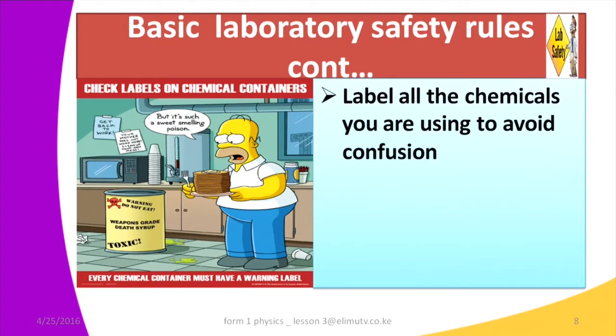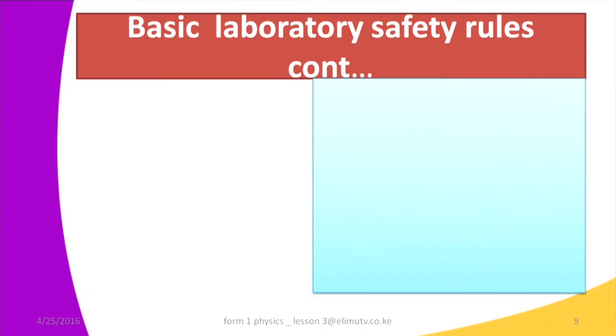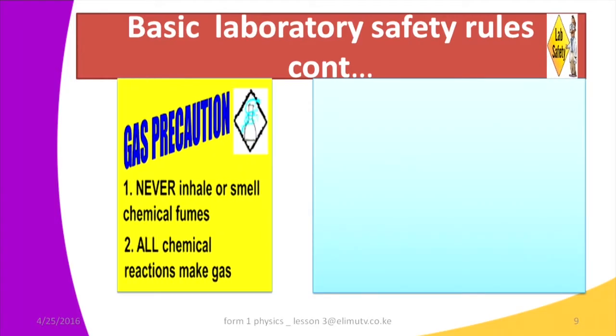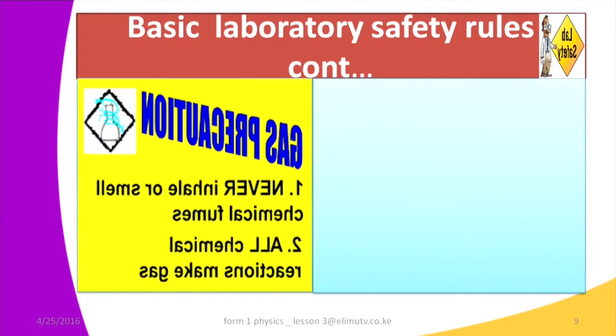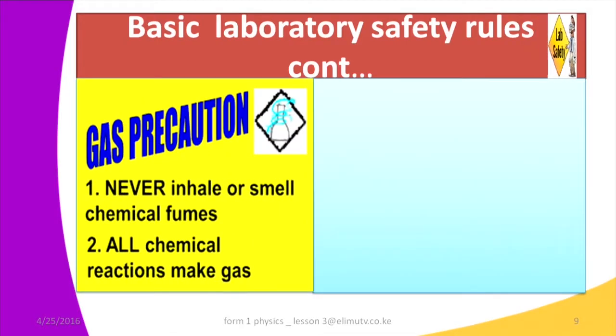The other safety rule that we have to follow is that while in the lab, we don't just sniff anything. Don't smell anything around you. If you feel a smell in the air, there's a way in which you're supposed to proceed. So this warning is telling us not to do that. And this warning is a gas precaution. Never inhale or smell chemical fumes. Some of the chemical fumes are very harmful. All chemical reactions make gases. So if these gases are smelled or you inhale these fumes, they are likely to cause accidents.